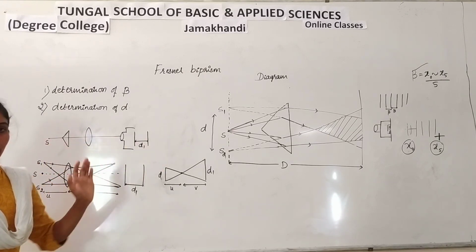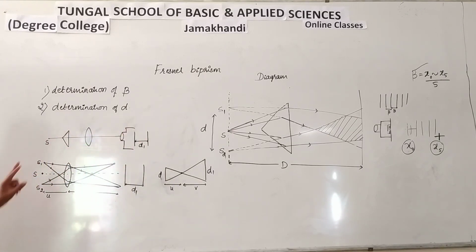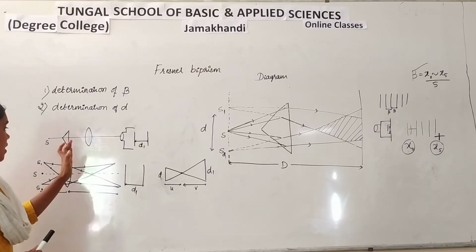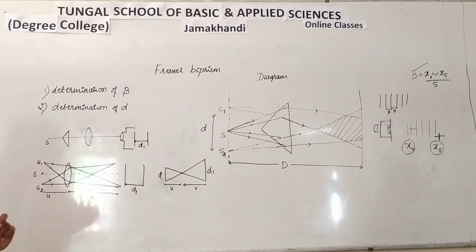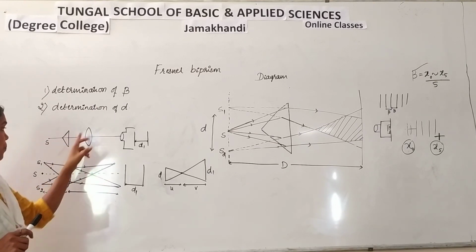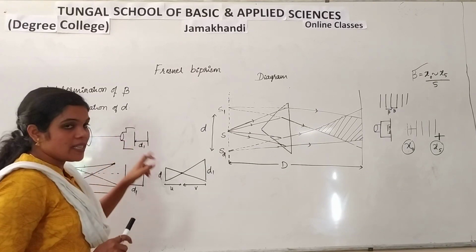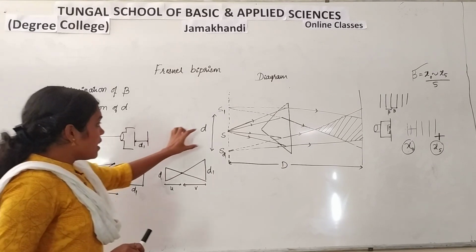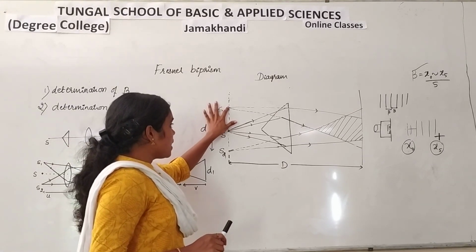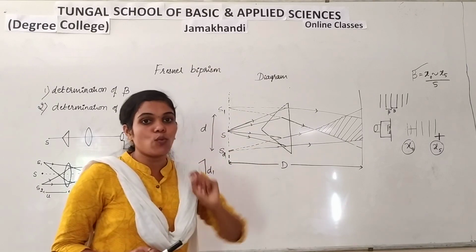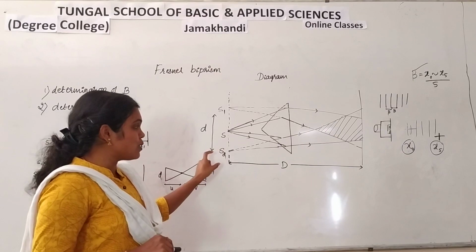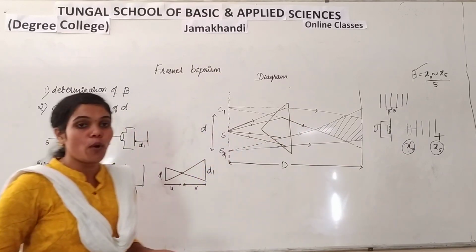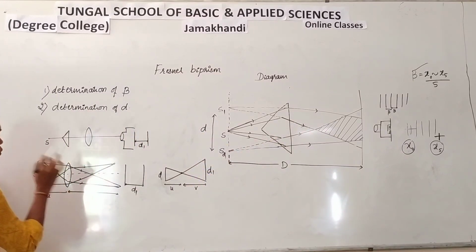All these optical instruments we are going to mount on an optical bench. First the slit will be there, that acts as a source. After that the biprism will be there. Next we are going to place a convex lens. What this convex lens does is focus the rays at one point. The rays which appear to come from S1 are going to focus at one point, and the rays which appear to come from point S2 are going to focus at another point.